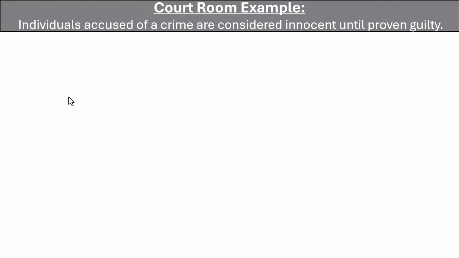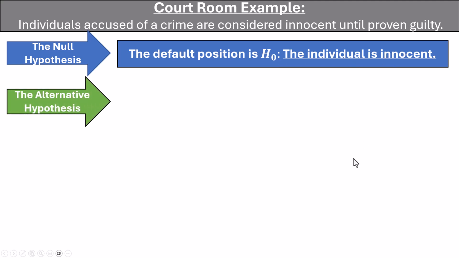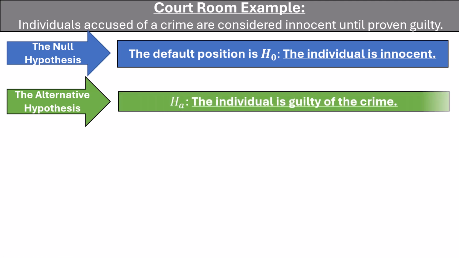A common analogy that's made to hypothesis testing is the courtroom example. So this is just one way to see how some of these terms map onto something that you might be more familiar with. Individuals who are accused of a crime are typically considered to be innocent until they are proven guilty. So if we wanted to map this onto a hypothesis test, we could say the default position here is that the individual is innocent with respect to any crime that they have been accused of. We don't just assume automatically that they're guilty. No, the default position or the null hypothesis is that they are innocent. The alternative hypothesis that the prosecution would like to put forward is that this person is actually guilty of whatever crime they have been accused of, right?